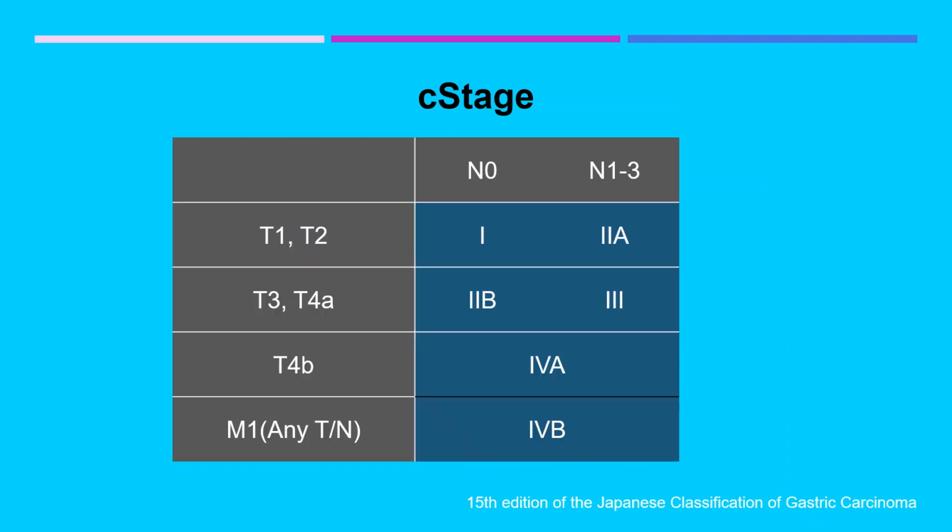This slide shows the table of clinical staging of gastric cancer. You can see that we just differentiate T2 versus T3 and T4A versus T4B for the primary site. And the most important is to diagnose distant metastasis, M1, which means contraindication of surgery.